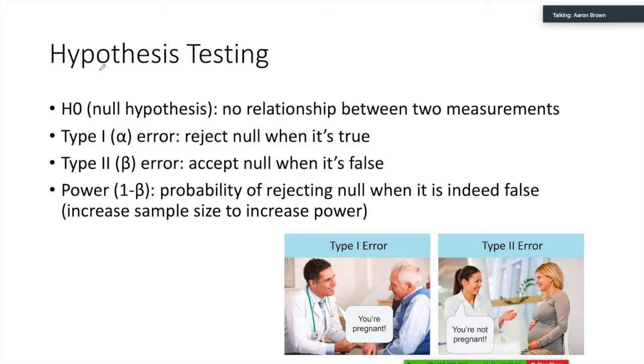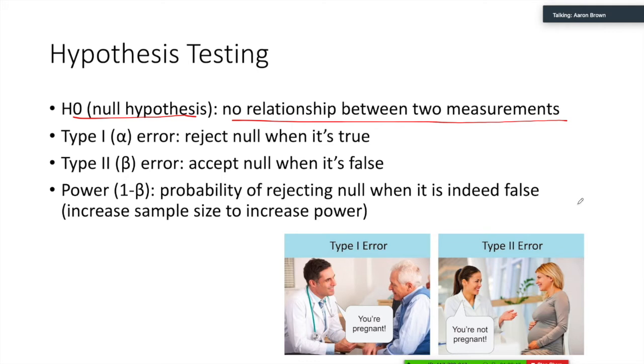Great. So for our hypothesis testing, just some definitions for you. Our null hypothesis is no relationship between the two measurements. The goal of every research study is to disprove the null hypothesis. We are living in a world where no one knows whether gym locker rooms and foot fungus are related to each other, right? So our null hypothesis is that there's no relationship between these two. Our goal with this research study is to prove that there is a relationship, okay?